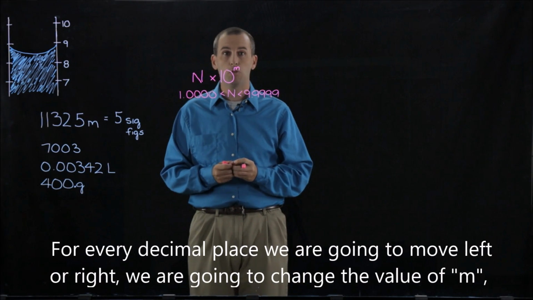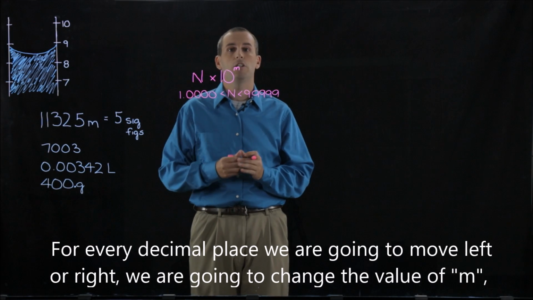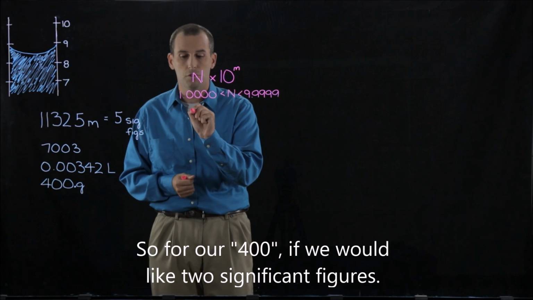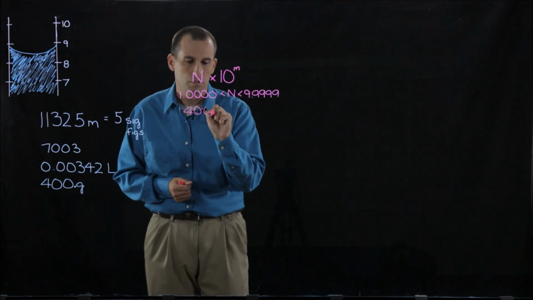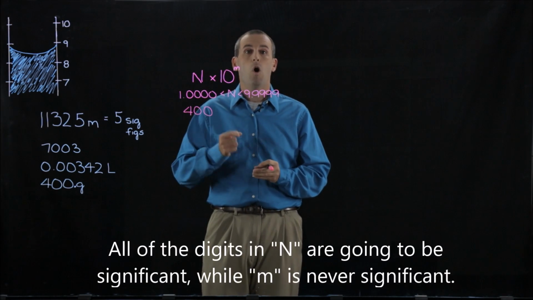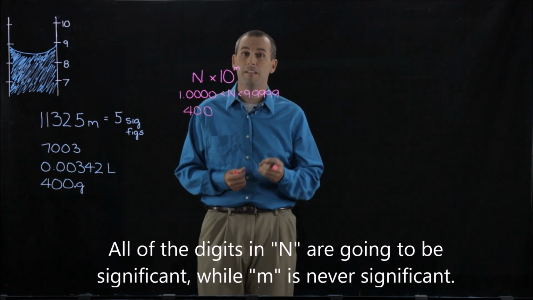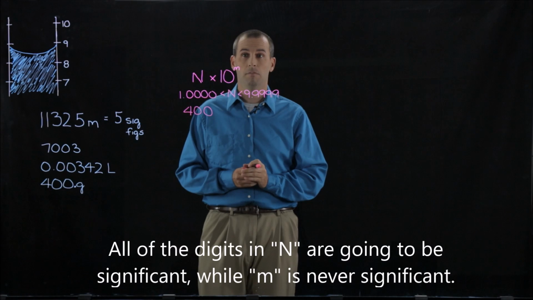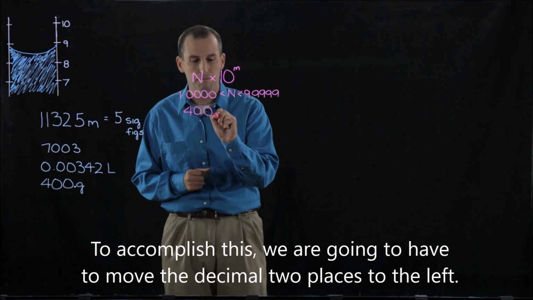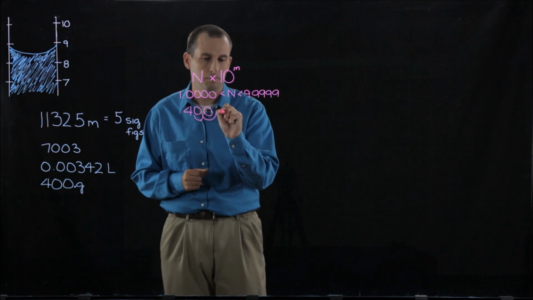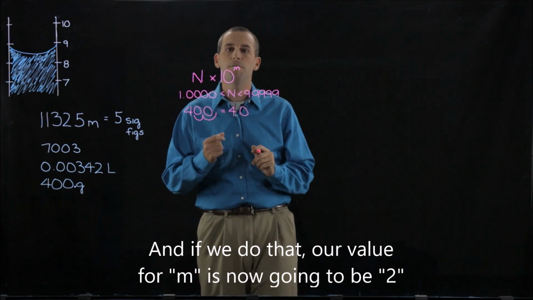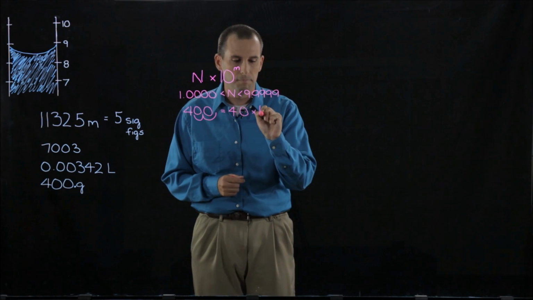The m is going to be the exponential power of 10. For every decimal place we are going to move left or right, we're going to change the value of m. So for our 400, if we would like 2 significant digits, we know that we are going to have to manipulate the power of 10. All of the digits in n are going to be significant, while m is never significant. To accomplish this, we are going to have to move the decimal place 2 places to the left. And if we do that, our value for m is now going to be 2.